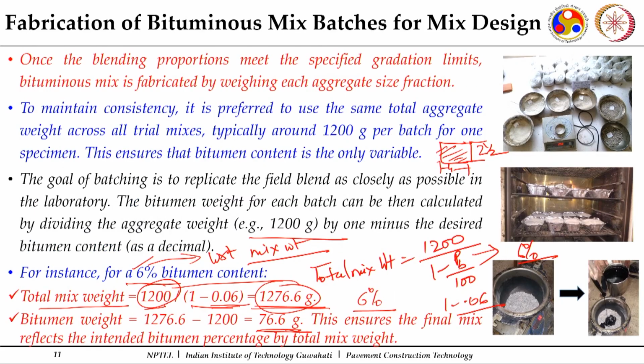There is a standard process, there are standard protocols for mixing it: at what temperature you should heat your bitumen, at what temperature you should heat your aggregates, and then it has to be mixed in a laboratory mixer. Then you need to transfer it to ovens where conditioning is done. The conditioning here is the drying of aggregates. Similarly, after this, you do the conditioning of this loose mix, and then it is compacted.